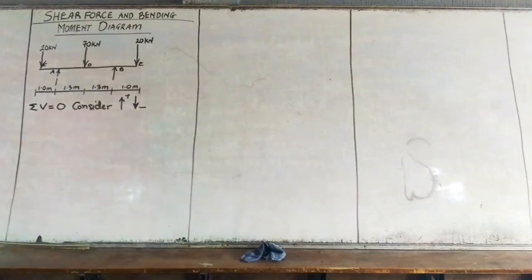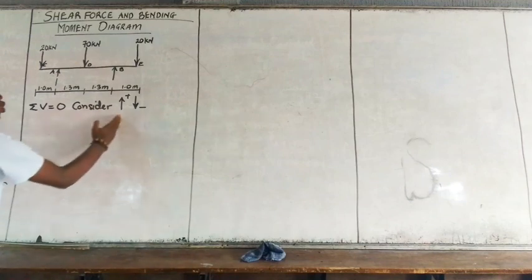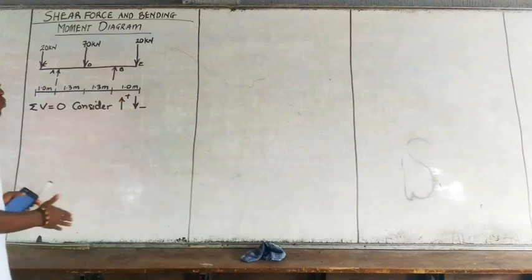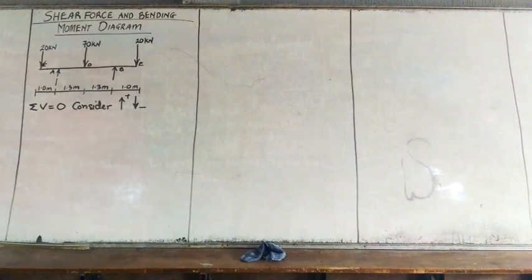Whenever I see any force going upward, it's simply positive. Any force going downward is negative. Let's start with this one here. This is 20 kilonewtons, which is coming downward, which is negative. Hence, we have minus 20. This one is going upwards, right?